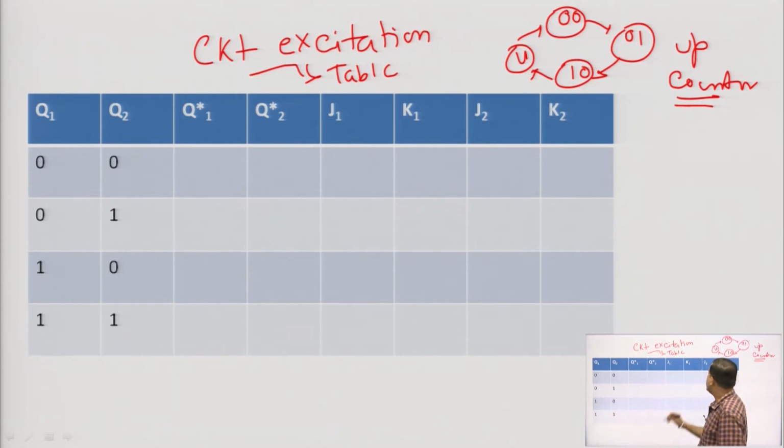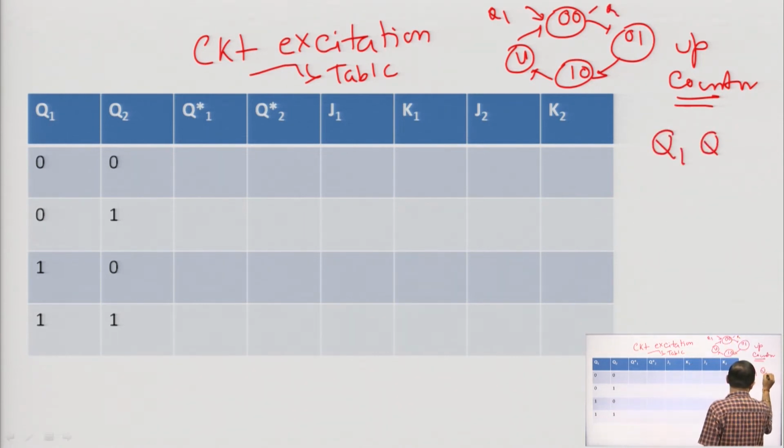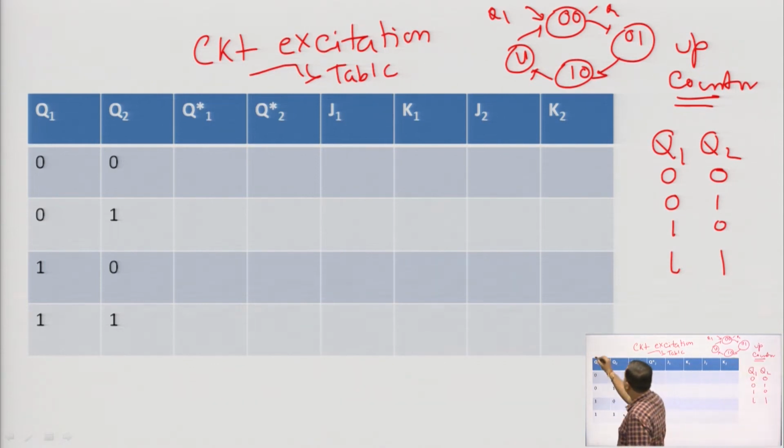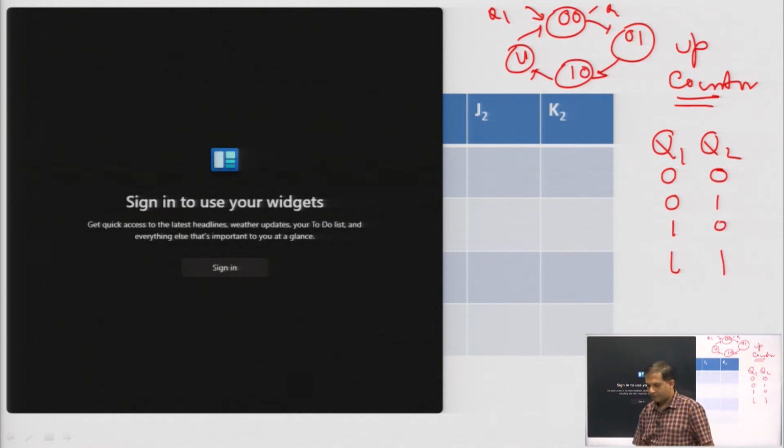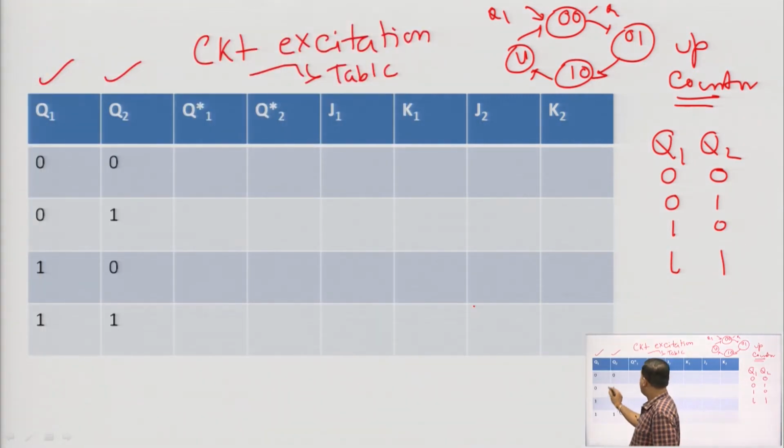So, this is Q1 and this is Q2, meaning we have Q1 and Q2 values 0 0, 0 1, 1 0 and 1 1. Is it clear to all of you? So, write like this, I have written here Q1 and Q2: 0 0, 0 1, 1 0 and 1 1. Okay. So, now we will check the next state.